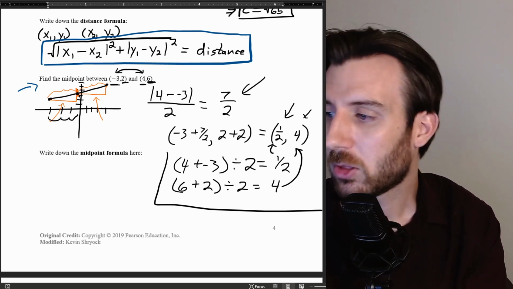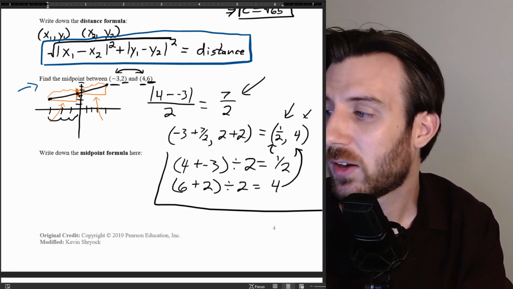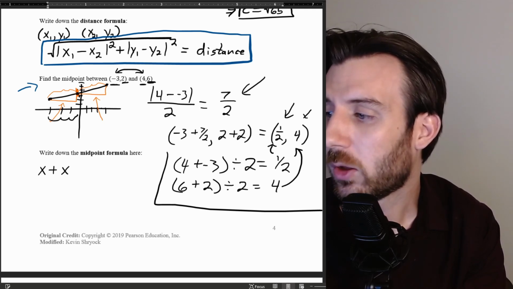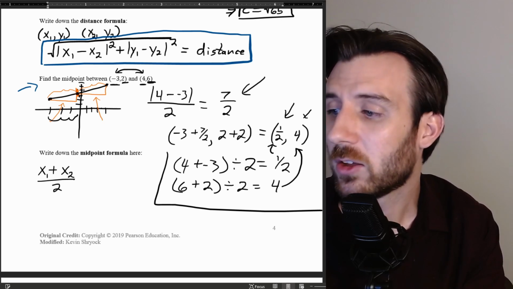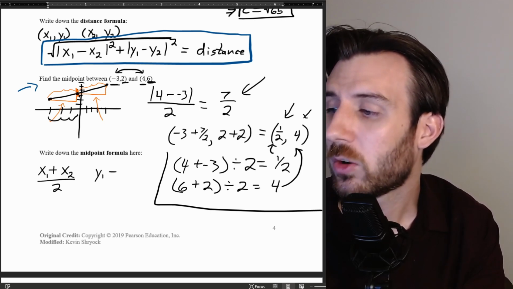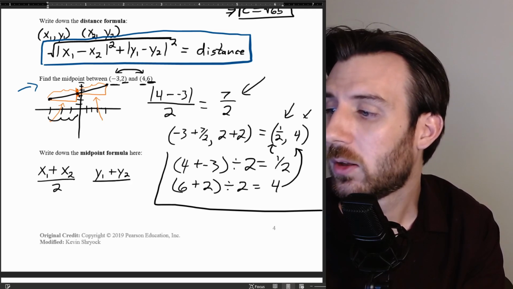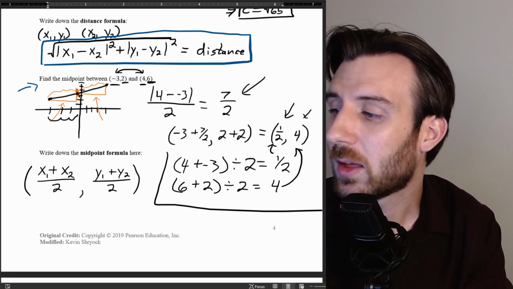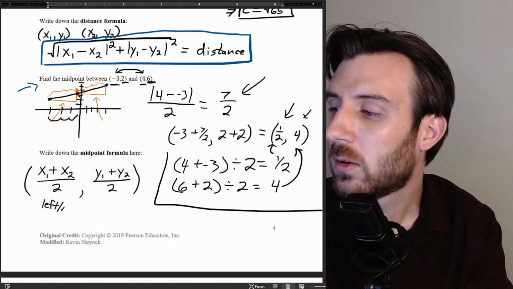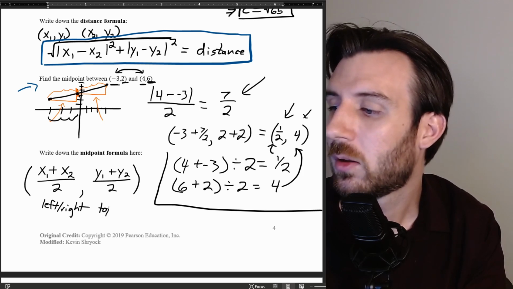But for the midpoint formula, we can think about it like this. If I want to find the midpoint, I'm going to take an x value and add it to the other x value. So I'll call one x1 and the other x2, and I'll divide that by 2. For the y value, I will add one y value to the other y value, and I will divide by 2. And then that will be my midpoint. My midpoint will be when I take that many steps over to the left or right, and then that many steps to the top or bottom, I will be halfway between each of the points.